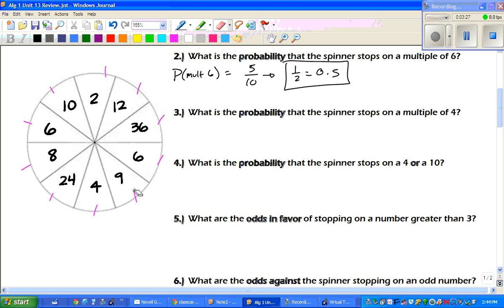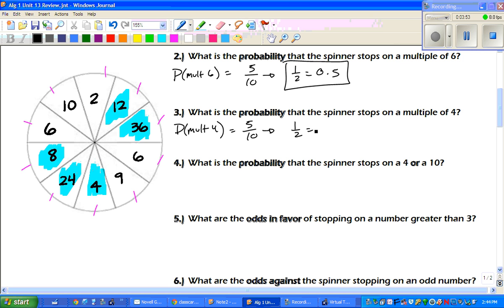Alright. What is the probability that the spinner stops on a multiple of 4? So, the multiples of 4: 4, 8, 12, 24, and 36. Okay, so once again, there are 5 numbers, so it's 0.5.